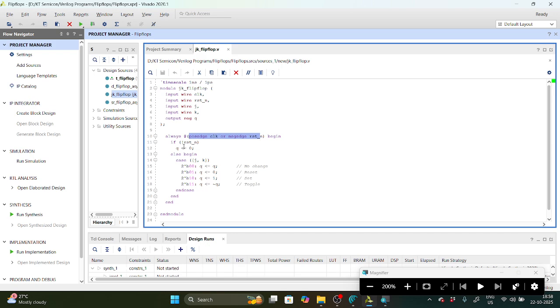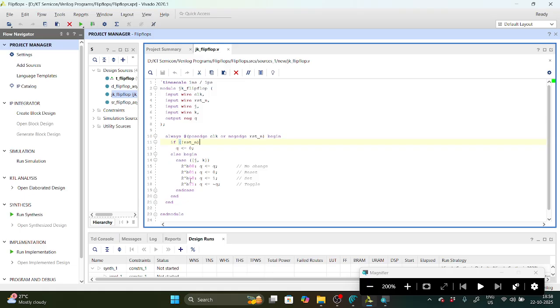If not of reset, so first you need to reset the circuit. If not of reset means what? Active low reset. If reset equal to 0, you are making Q equal to 0. Okay, the output you are making as 0. Else begin, I am using a case statement. I am using a case statement in the behavioral modeling.